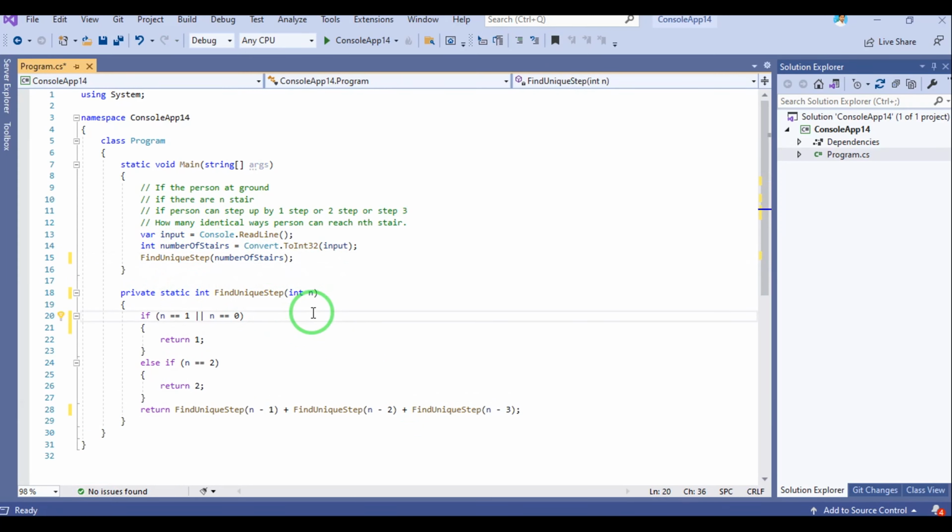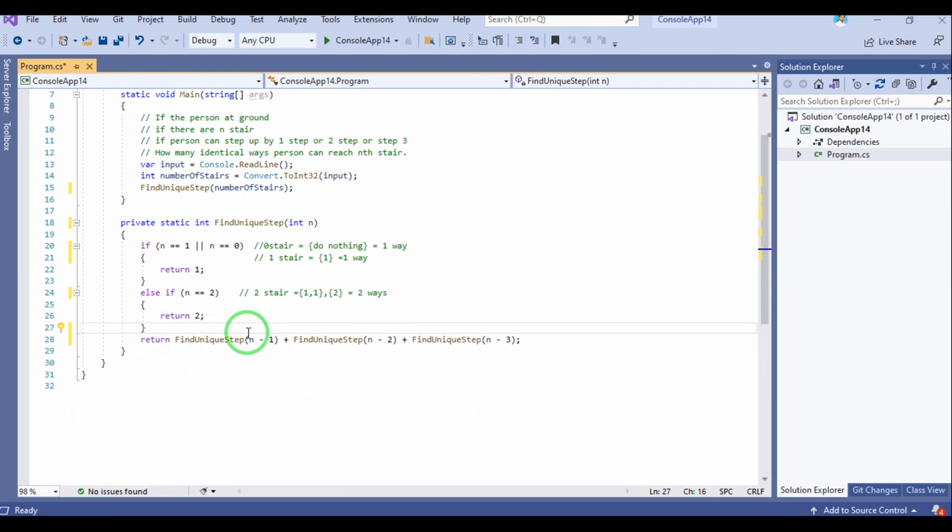If the number of stairs is 0, how many ways? There is only one way, that means do nothing. If the number of stairs is 1, then take one step and there is only one way. And coming to here, if the number of stairs is 2, then how many ways? Take one step and one step, one way, and there is one more way, take 2 steps. So in total, 2 ways.